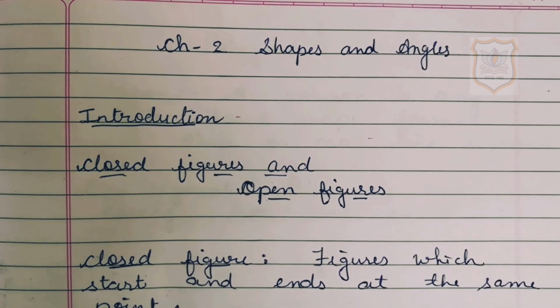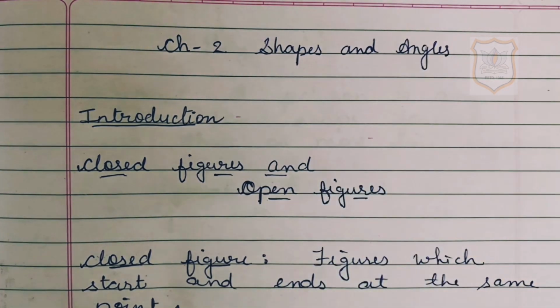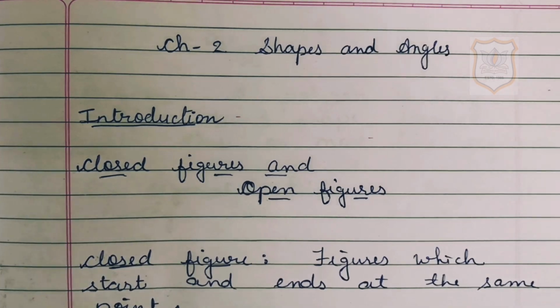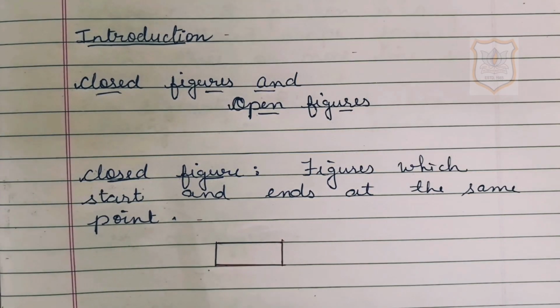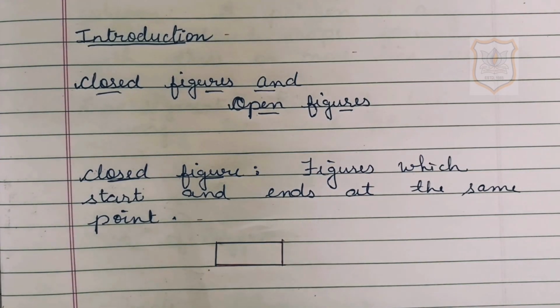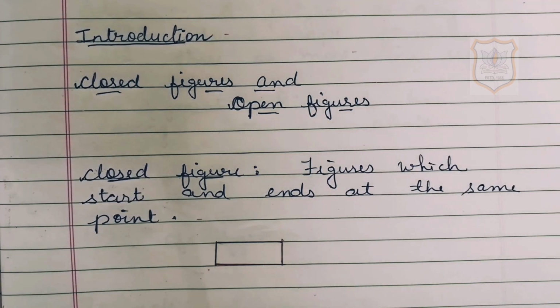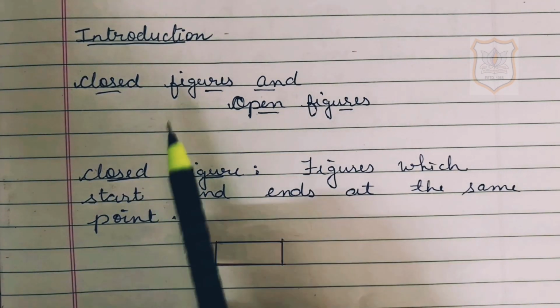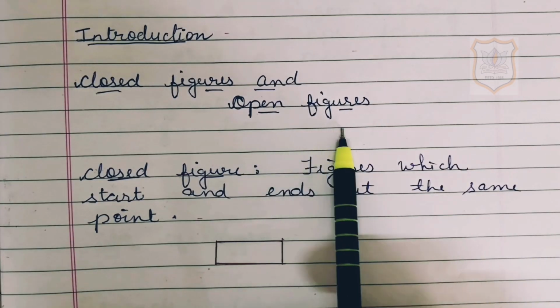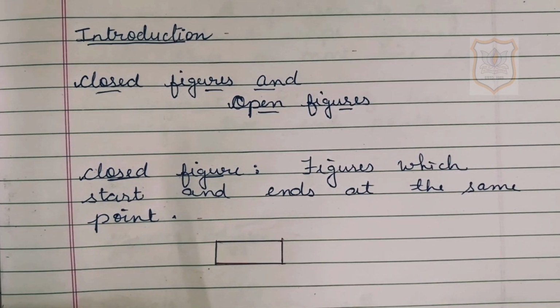Today we are going to start our new chapter number 2, Shapes and Angles. This is an introductory video. So students, let us start with our chapter number 2. The very first topic is closed figures and open figures. Now students, what are closed figures and open figures?